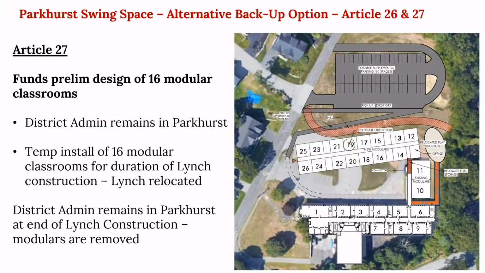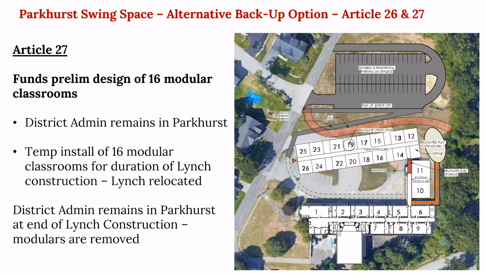If Article 26 is not taken up and voted on, then the backup option, which is not the preferred option by the building committee or the school committee, is to lease up to 16 modular classrooms at the Lynch. It is difficult to fit them on the site. It will require completely new parking up on the softball field above. It will include some limited improvements to the Parker School.